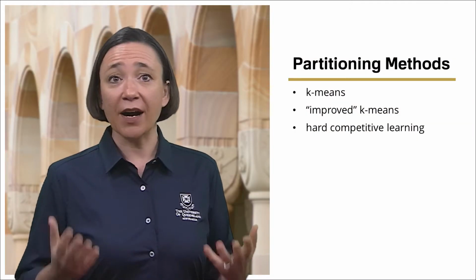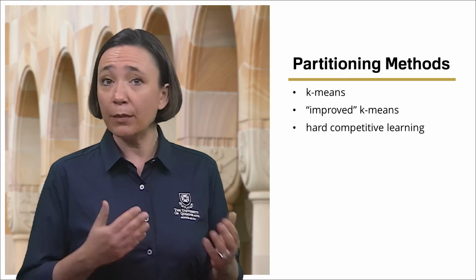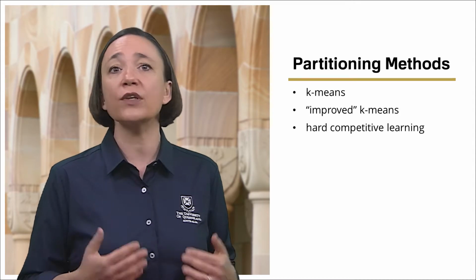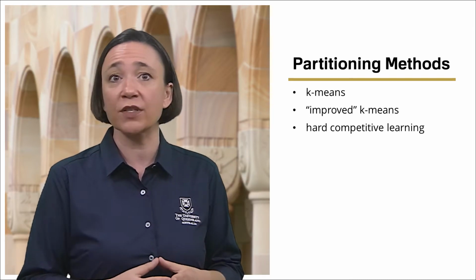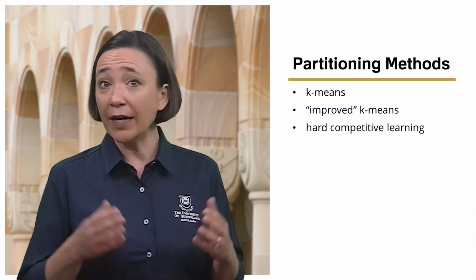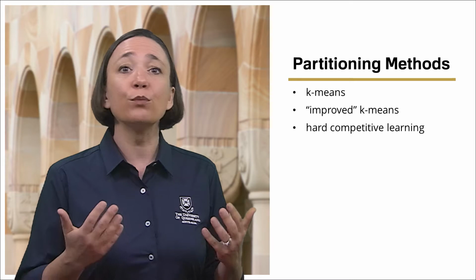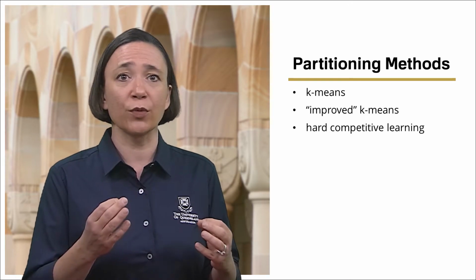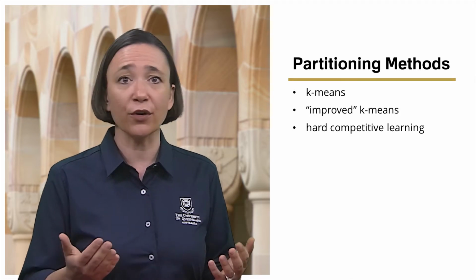Another partitioning method is hard competitive learning, also known as learning vector quantization. K-means adjusts the location of all segment representatives after all consumers have been assigned to their closest segment representative. Hard competitive learning does not wait until all consumers are assigned. Rather, it moves the segment representative closest to a consumer towards the consumer immediately. Because of this difference, results can differ from those obtained by k-means. Hard competitive learning is not better or worse than k-means, it's just different.